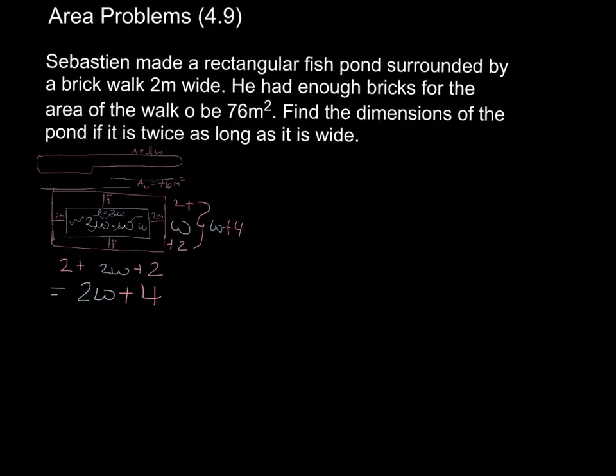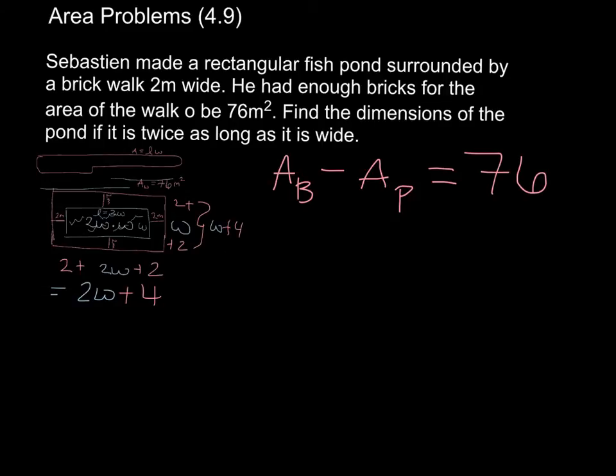Ultimate goal. And in order to do that, given the information that we have, we take the area of the big rectangle, subtract out the area of the pond, and that's going to give us the area of the walkway, which we know is 76 meters squared. Okay, so now the area of the big part, that's what we just figured out right here. So I'm going to simplify that.